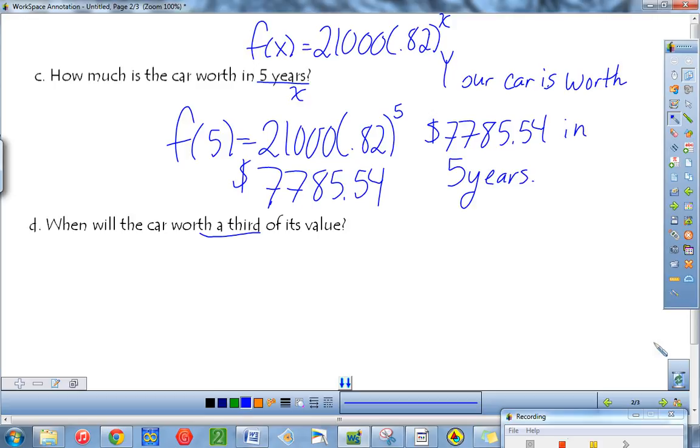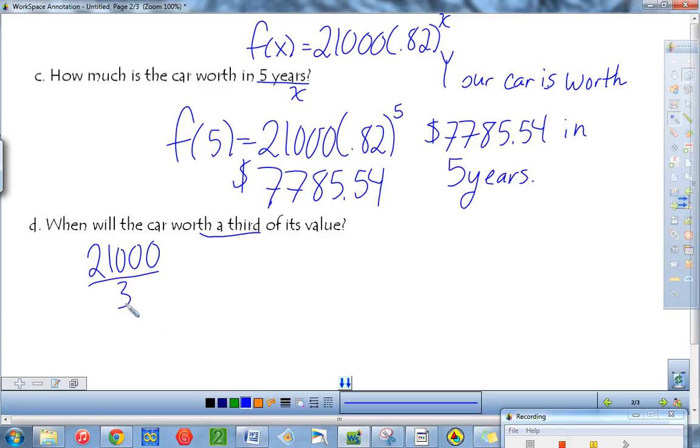So because this is years, what is worth? We're looking at worth. What's worth? It's the money, right? So what are you going to plug it in for, x or f of x? It's going to get substituted in for f of x. Well, what is a third of the initial value? What's a third of 21,000? How do you figure out what a third of that is? Divided by 3.